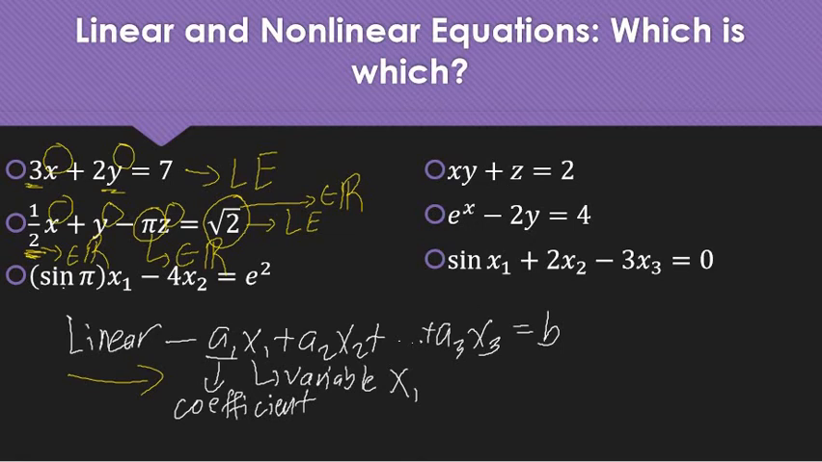In the third one, even though we see a sine, it says sine pi. And sine pi, this is actually a constant because it's sine of a specific real number already. So this is okay. And of course, we still have 1 as our exponents. e squared, this is still an element of the set of real numbers because e is an irrational number but still a real number. Hence, this is still a linear equation.